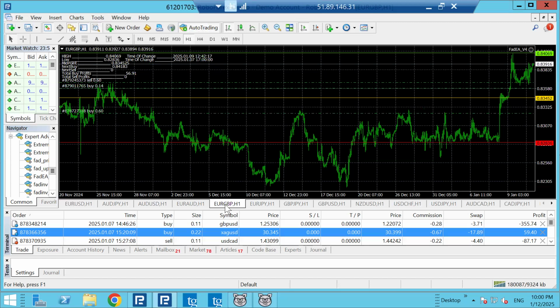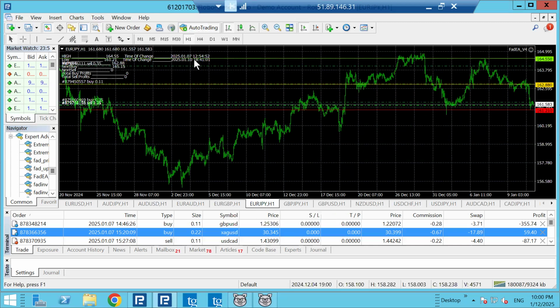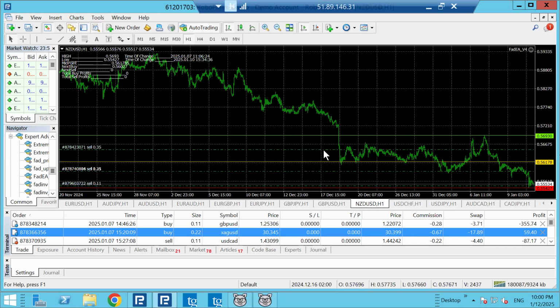Okay. Euro GBP as well, the high price was achieved on the 9th, the low price was achieved on the 7th, as you can see here. Euro JPY, the high price was achieved on the 7th, the low price was achieved on the 10th. So that's how this is. New Zealand USD, the high price was achieved on the 7th, the low price was achieved on the 10th.